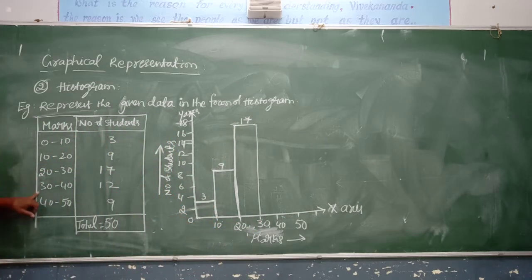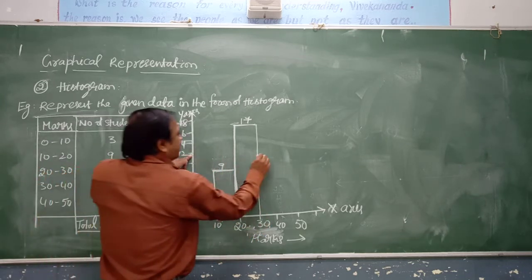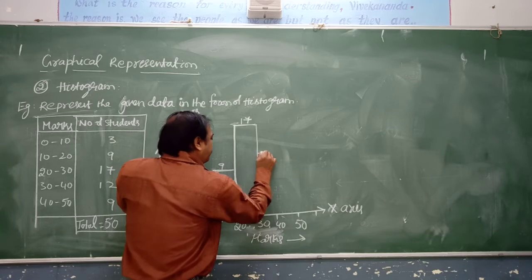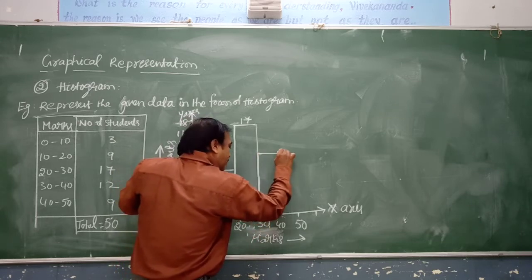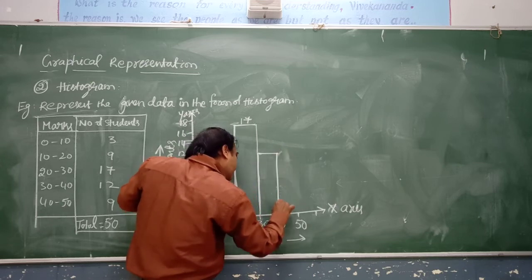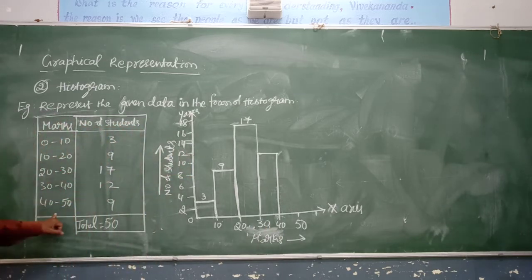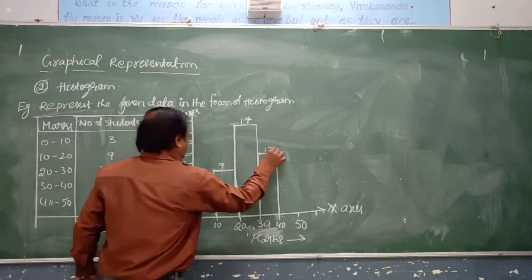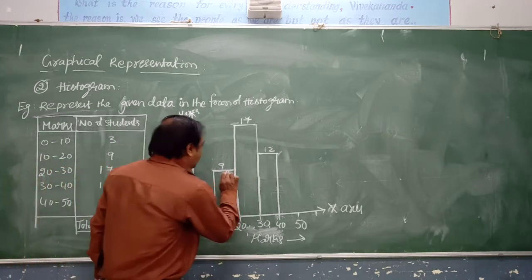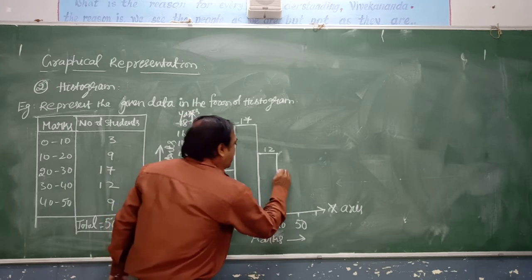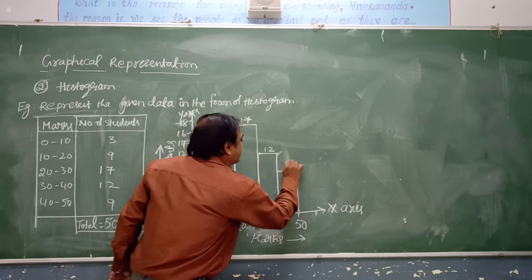Next, 30 to 40, 12 students. So 30 to 40, 12 exactly here. Observe it. Use scale and pencil and represent the data very neatly. Next, 40 to 50, 9 students. 9 is between 8 and 10, so here, 40 to 50.